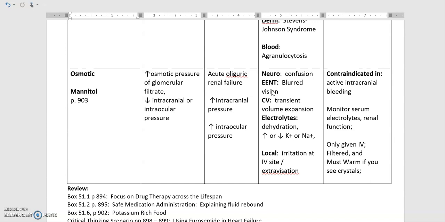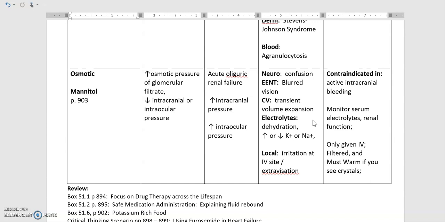The adverse effect of this drug is related to the sudden drop of fluid levels. Patients may develop confusion, blurred vision. They may have some transient volume expansion, which would result in some hypertension. Electrolytes, they can become very dehydrated and either have hyper or hypokalemia and natremia.